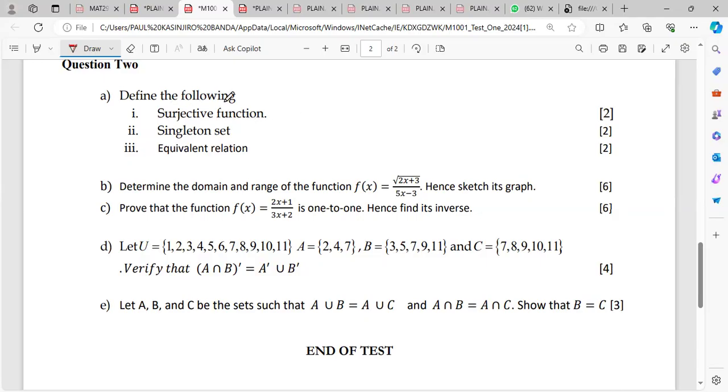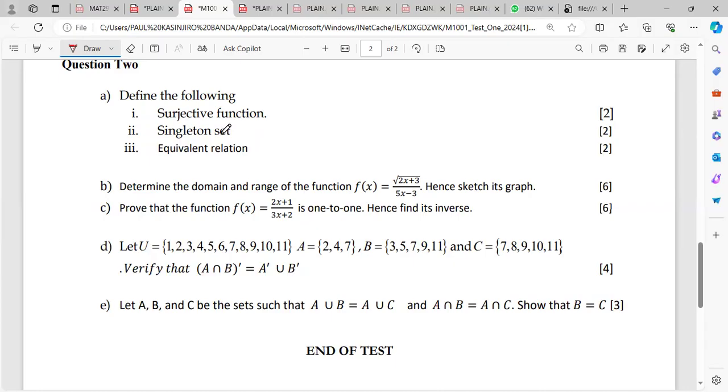Before I define what a surjective function is, let me define this simple definition first. What is a singleton set? A singleton set is a set with only one element. Okay, that's correct. So a singleton set is a set with only one element.